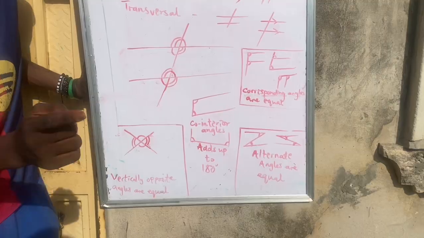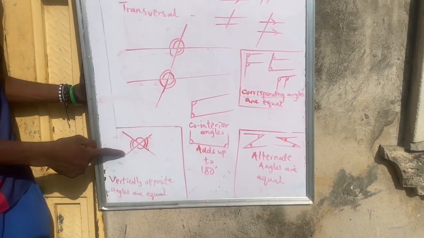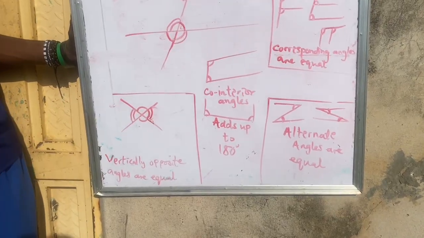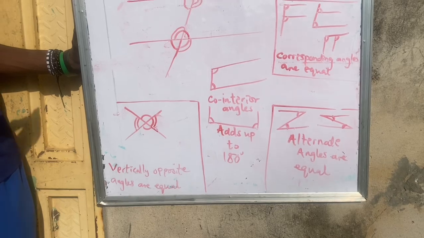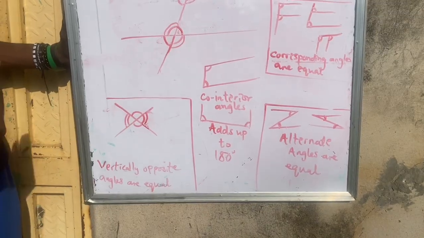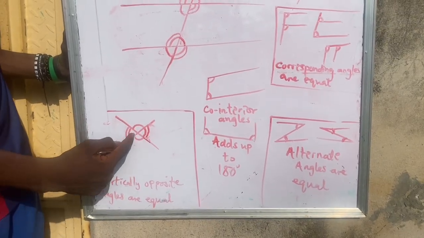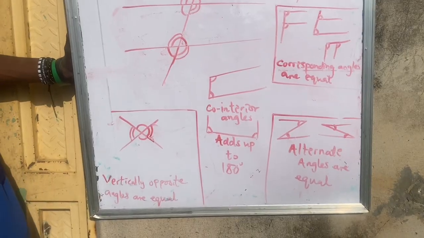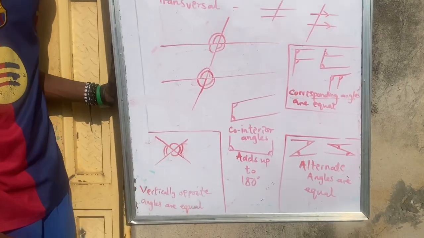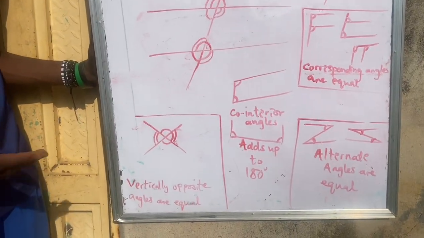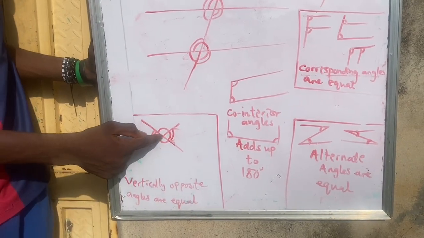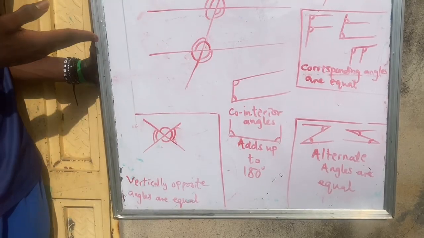Now, the last one is the vertically opposite angle. This is often called the V-shaped angle. It's like when you have two letter Vs, one facing upward and the other facing downward, joined together. Look at it, V-shaped angle. Now, what do you need to know about it? When you have two straight lines intersecting each other at the center, look at one straight line on that straight line. They intersect at the center. That means they cross each other at the center.